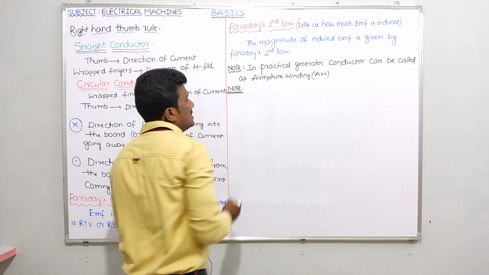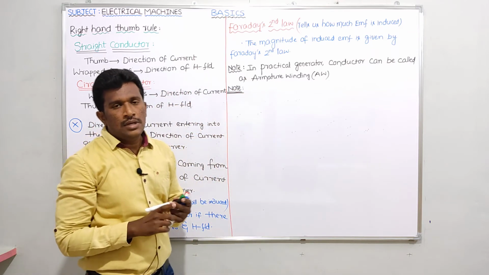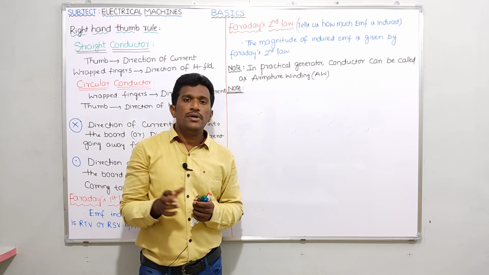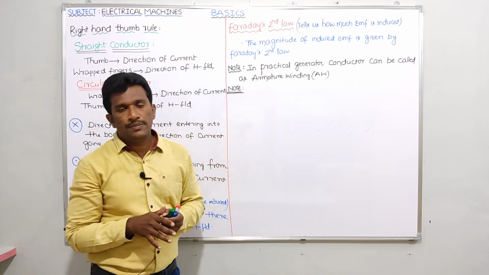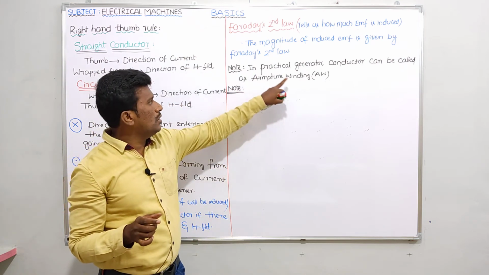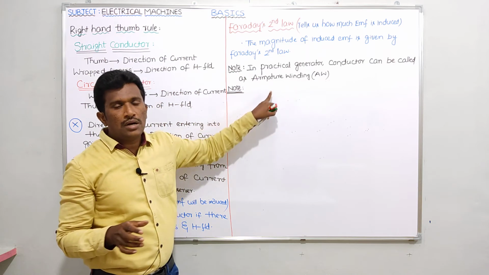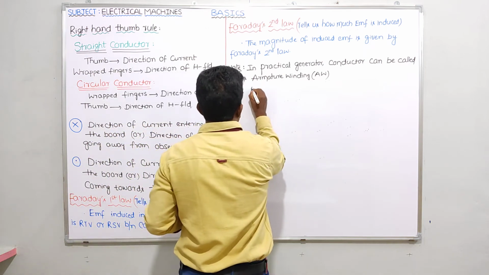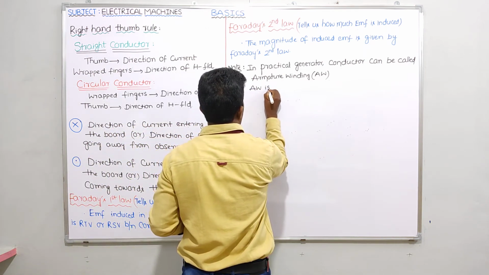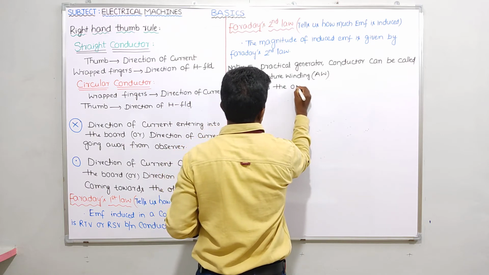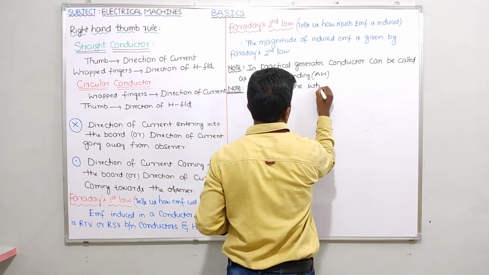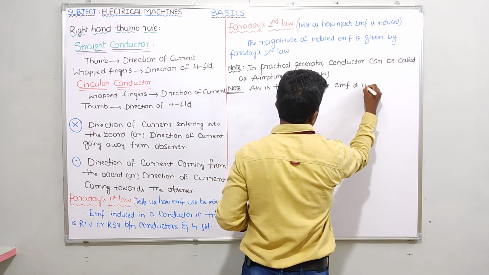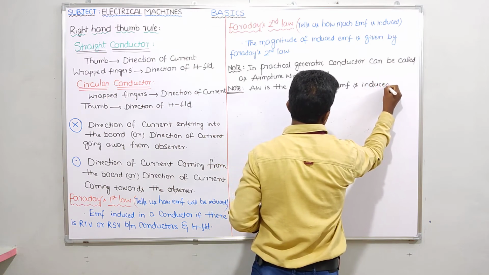That means indirectly, what is the definition you can give for conductor in generator I told in the previous video: when a moving conductor cuts the magnetic field, an EMF or current is induced in that conductor. That means in a practical generator, a conductor can be called armature winding. So armature winding is the one where EMF is induced. Very simple. So let me write here. Armature winding is the one where EMF is induced. Is it clear? Very simple.